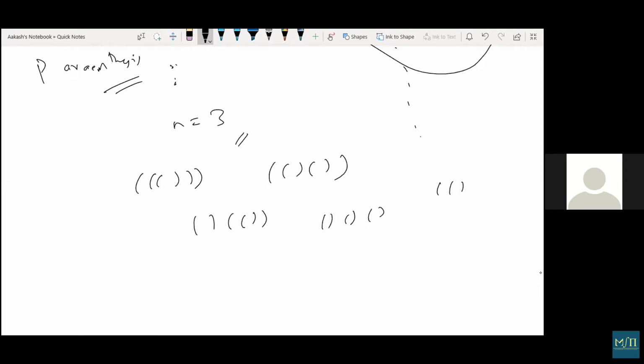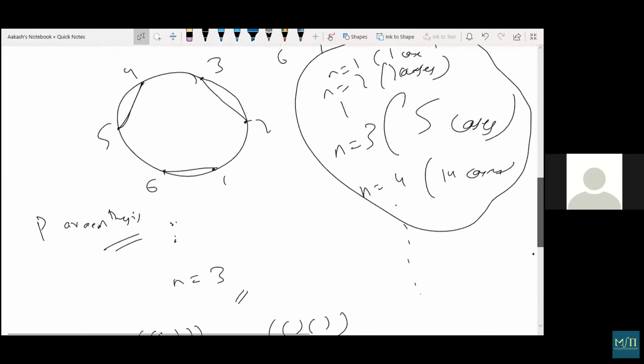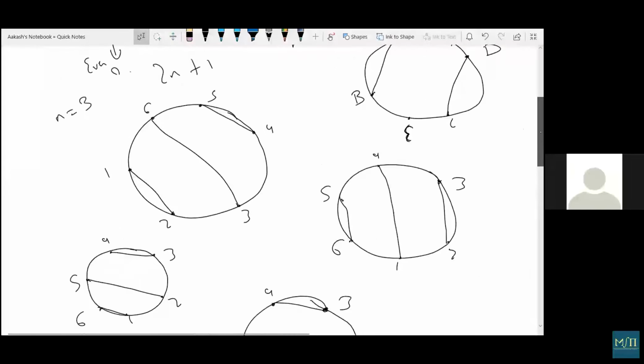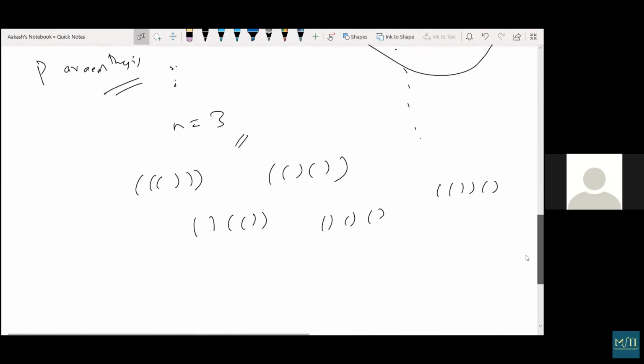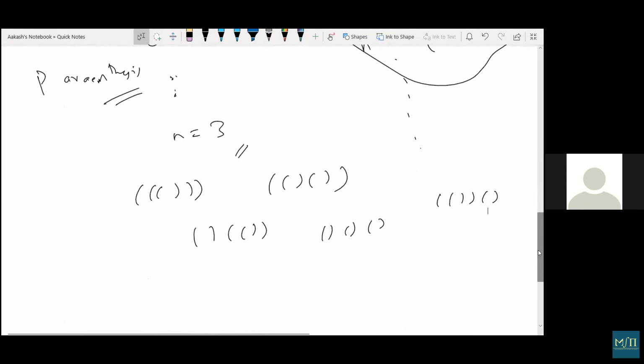Close, and then after that open, close, open. So this is the case for parentheses. My task in this session was to show that there is a one-to-one correspondence, a bijection, between the handshake problem and the parenthesis problem. I will show which case has a bijection with each other.